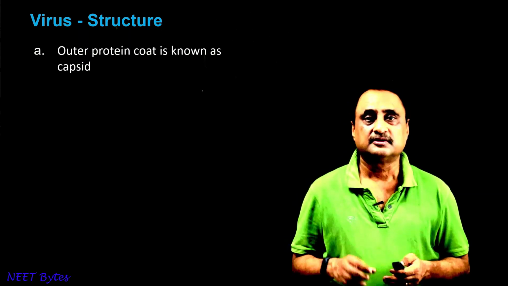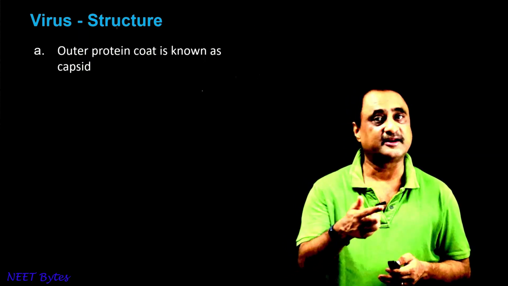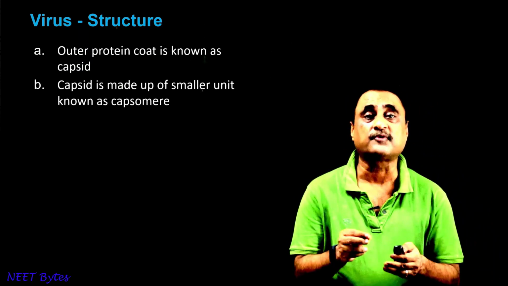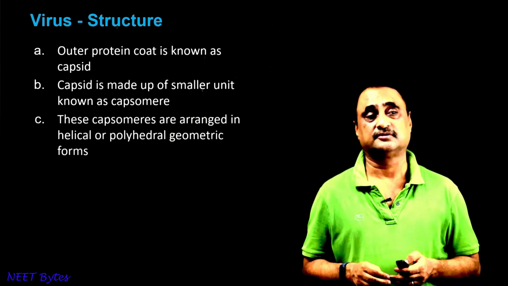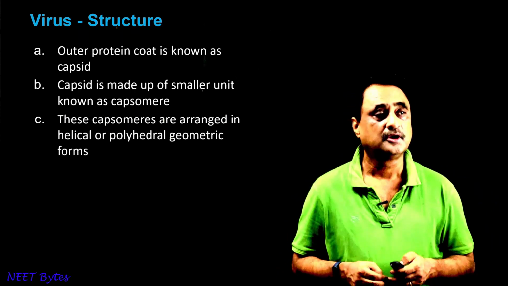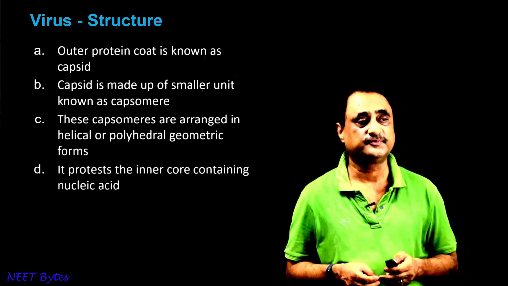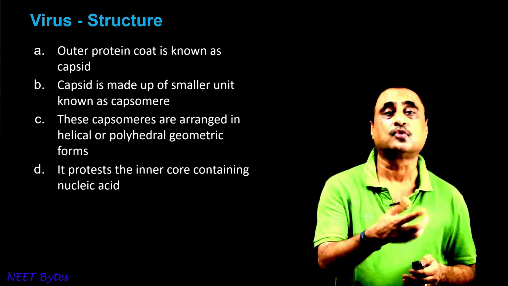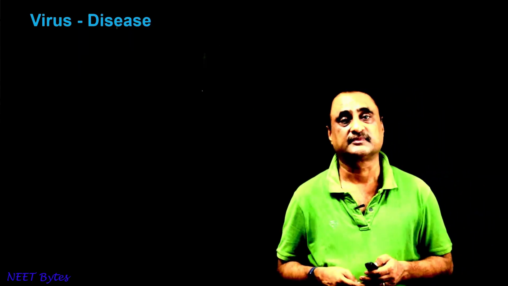Now you see, the outer coat is a protein that is called a capsid, right? And this capsid is individually made up of smaller units that we call capsomeres. Okay. These capsomeres are arranged in helical or polyhedral geometric forms, right? And the very function of the capsid is to protect the inner core, the inner genetic material.